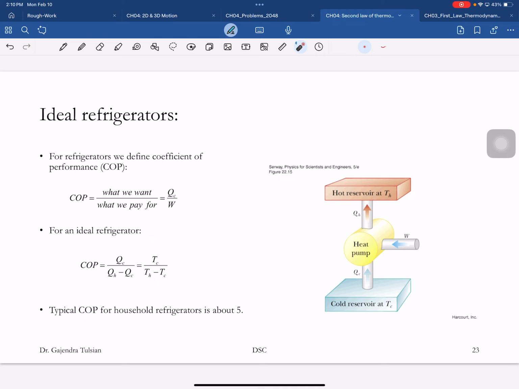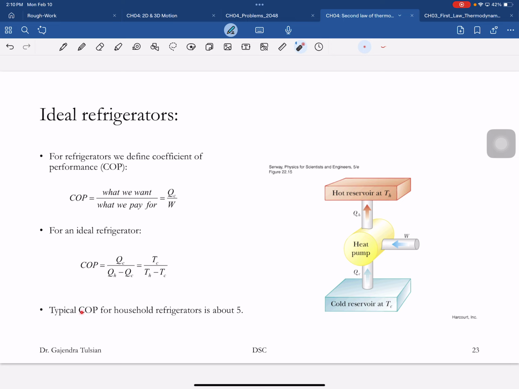All right, what is it that you want? You want to remove heat. And what is the price you're paying? This is the price you're paying. Okay, so that's what you want, and that is the price you're paying.